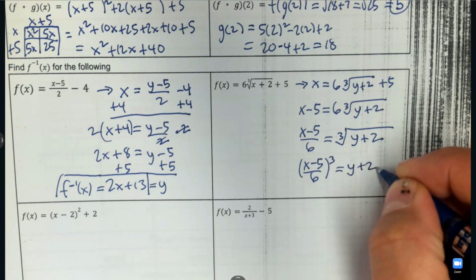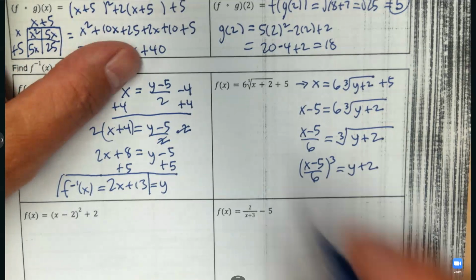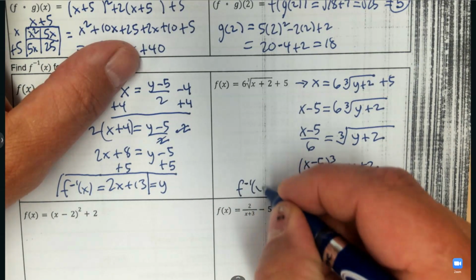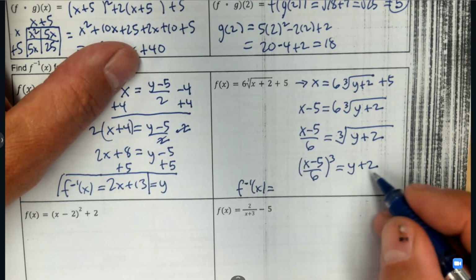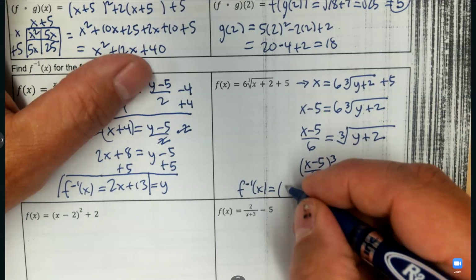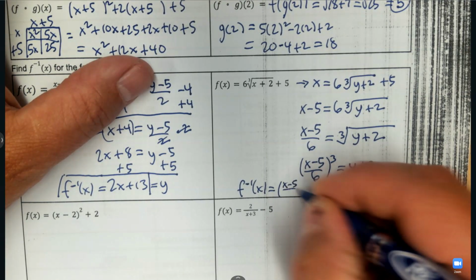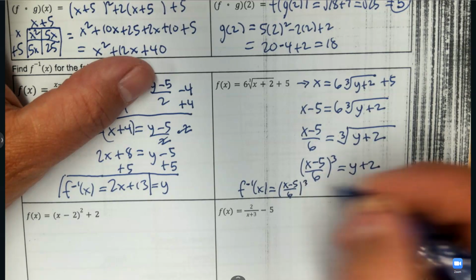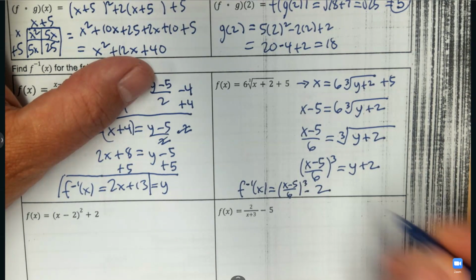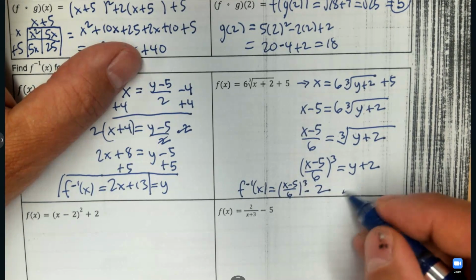And then the last step, and this will give me the inverse, is I'm going to subtract 2. So I have x subtract 5 divided by 6 cubed, and I'm going to subtract 2. And there's my inverse.